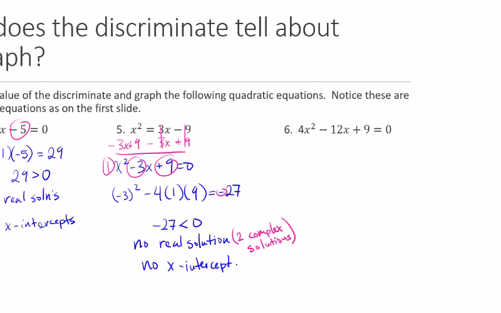Okay. All right, and we'll do the same thing for number 6. So A is 4, B is -12, C is 9. So we can plug them in. B squared minus 4AC. -12 for B, 4 for A, and +9 for C. And remember, this one came out to 0. 144 minus 144. So 0 equals 0. So whenever our discriminant equals 0, that means we're just going to have one real solution.